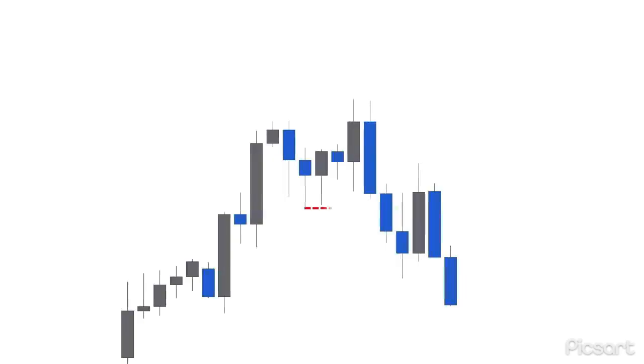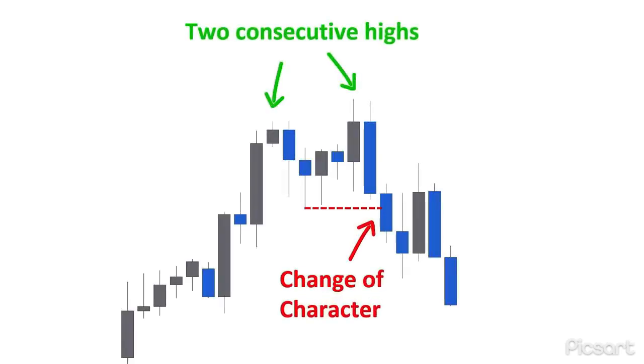To identify a valid change of character, first, we mark the lowest point of the latest swing low that created 2 consecutive highs. Then if we get a break and close below this low, it signals a possible shift in the current trend and confirms the fakeout. Now let's return to the chart and read price action where the London kill zone begins.